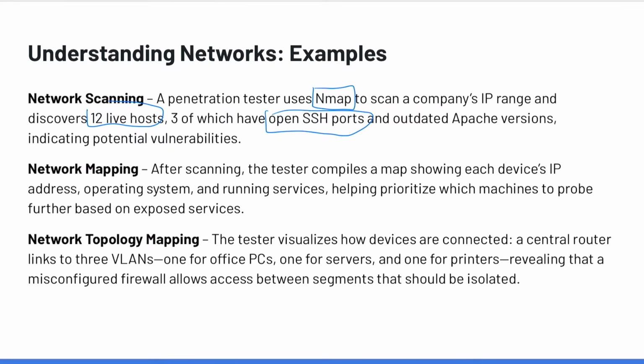And SSH is a service, a protocol that we can use to remotely access a device through the command line. So this means that if they have open SSH ports, presumably there are 3 computers that we could just go in our command line, type in a few commands, and we could get in there and access the services and files on that system.